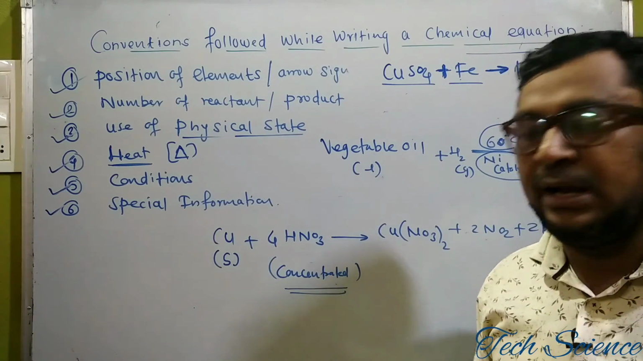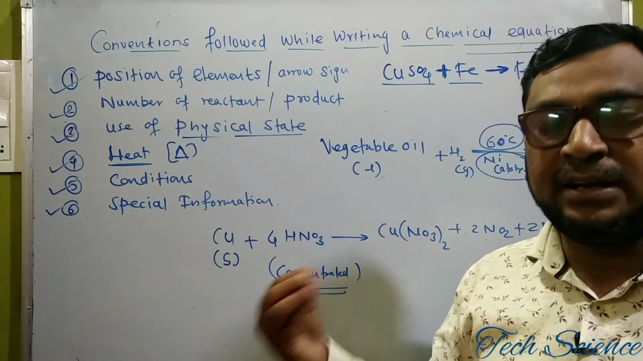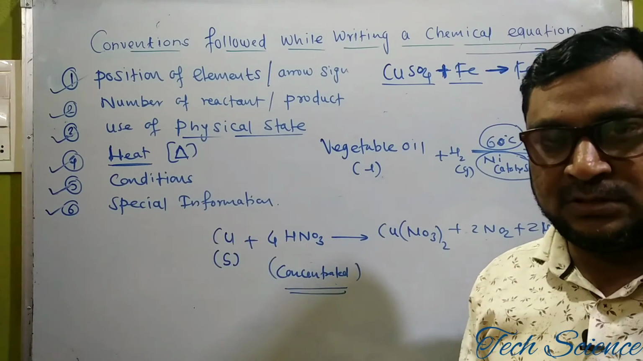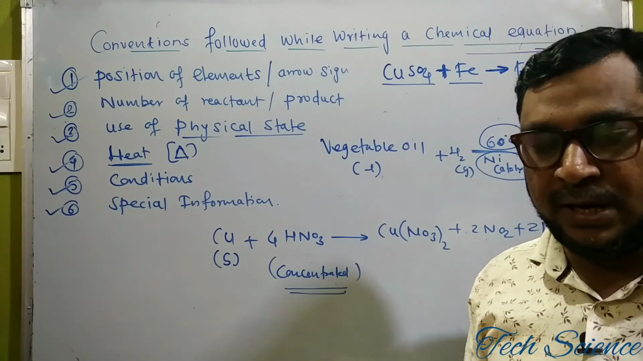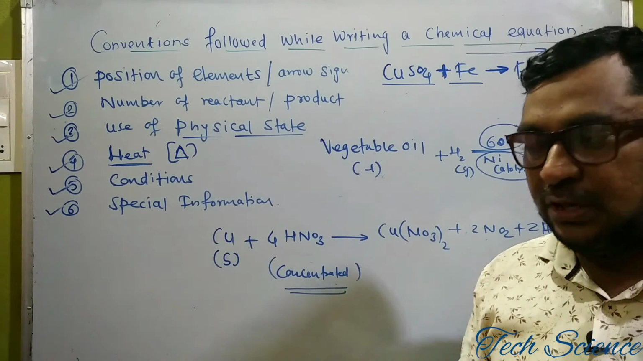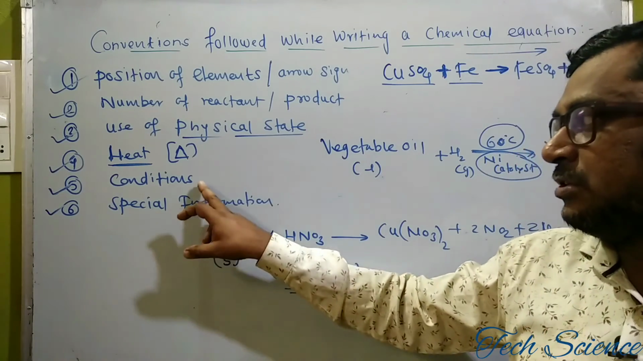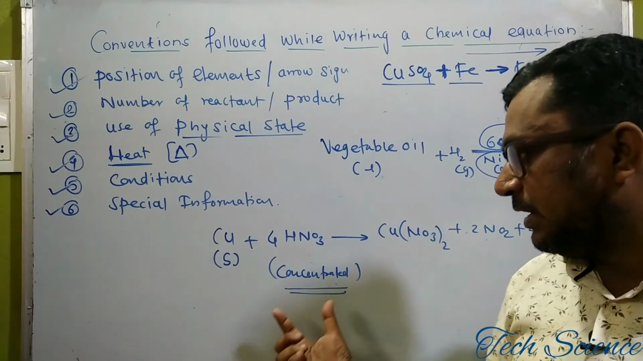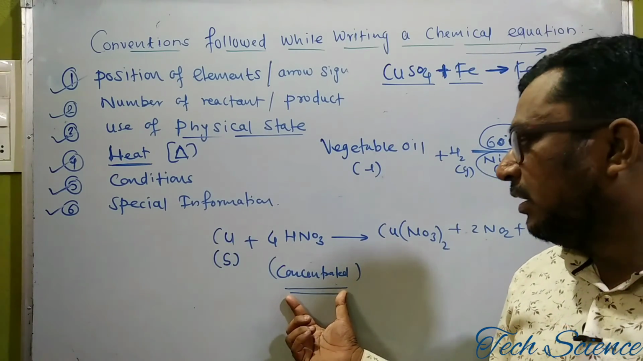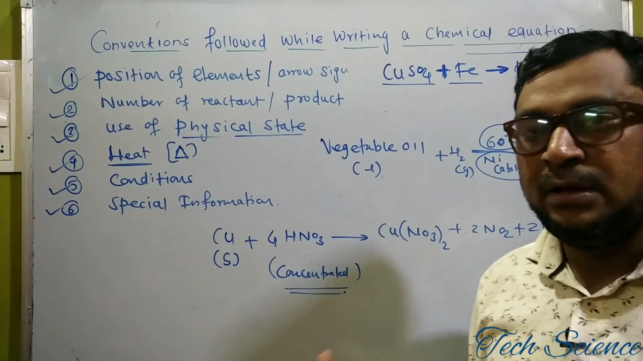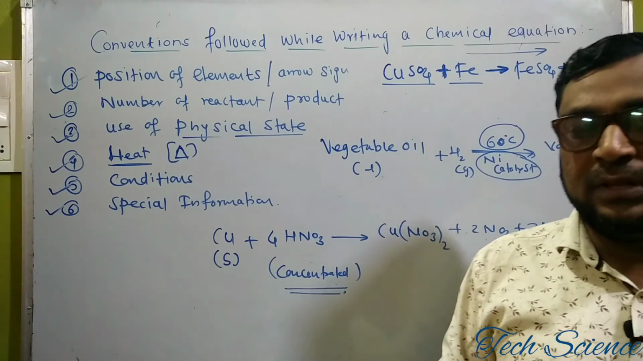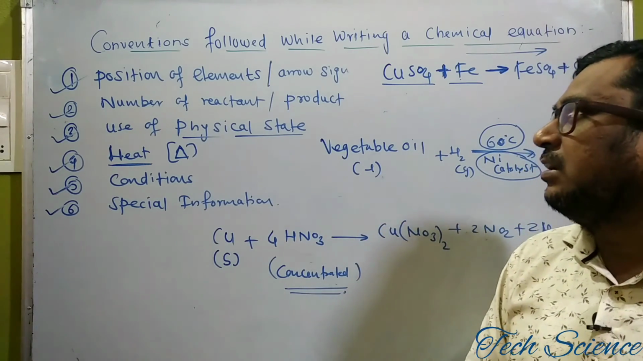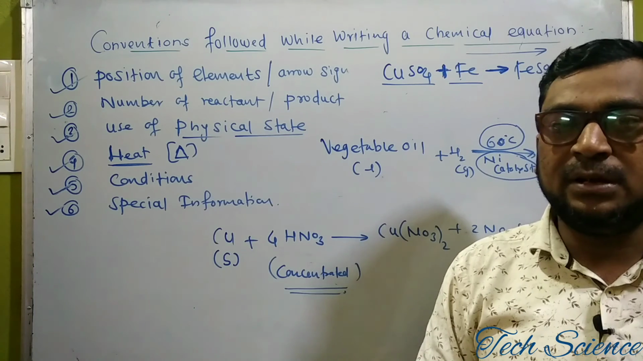If heat is on the product side, it is called an exothermic reaction. If it is on the reactant side, it is an endothermic reaction. You have to write the conditions: whether there is a presence of catalyst, how much pressure you are applying, at what temperature you have to do this, whether you are passing electric current or not. Such information you have to write on the upside or the downside of the arrow, and special information is always written at the bottom of every reactant or product, which is helpful for the readability of the particular chemical equation. So these are some conventions which are followed while you are writing a chemical equation. Thank you.